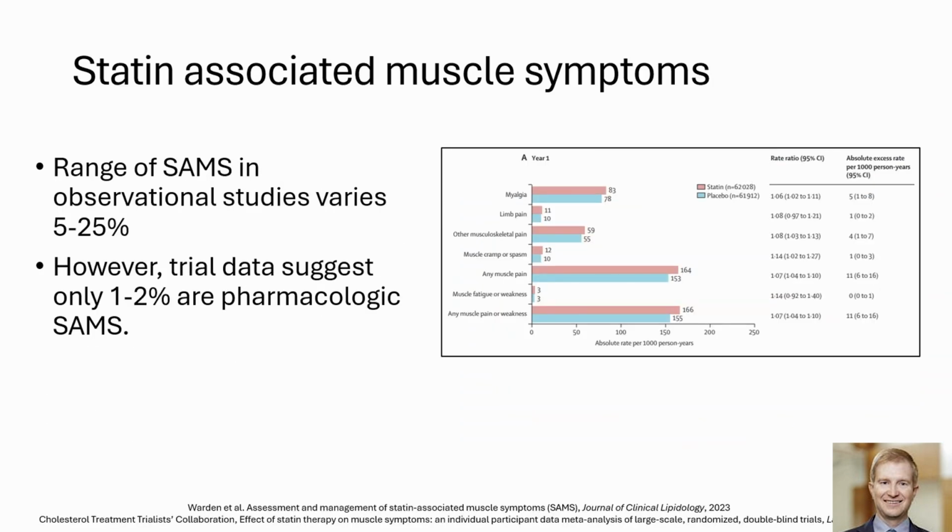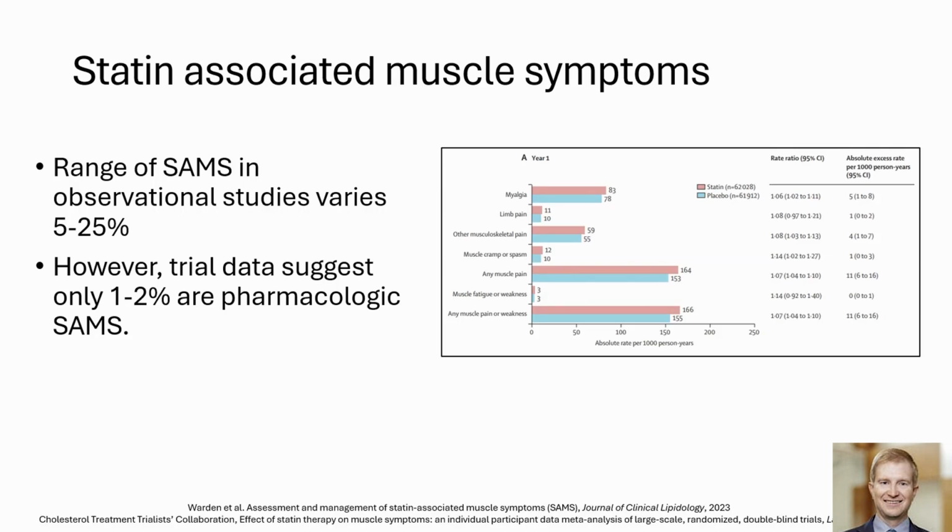And last but not least, once we get patients on a statin, I think every single one of us has probably experienced this: the patient comes back saying they have horrible muscle aches. So statin-associated muscle symptoms is actually quite common. In observational studies, we see that it's anywhere from 5 to 25% of patients. However, if you look at trial data, we see that only 1 to 2% are considered what we call pharmacologic statin-associated muscle symptoms. This is basically stating that the medication is the cause.